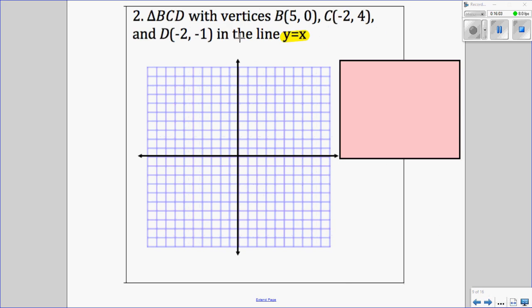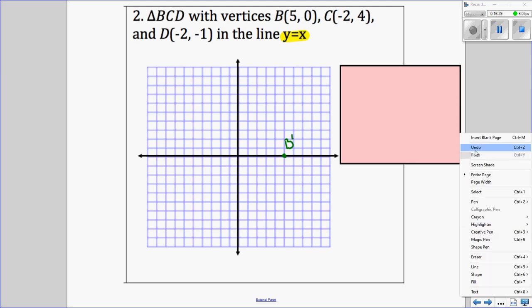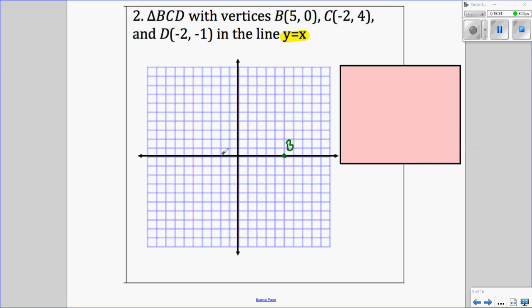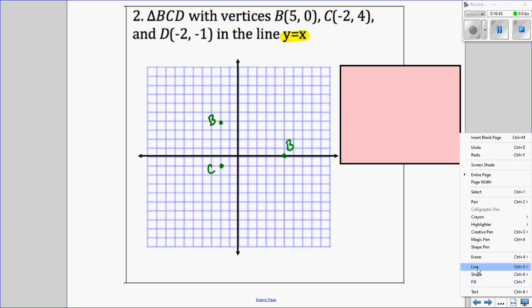All right, so we have a triangle, and they give us our points. Make sure I have select and not the wrong thing. So use green pen. All right, so we have our points. We got B, 5, 0. That's not prime. B, and then we have C, -2, 4. And then we have -2, -1. So that's B, and then that's C. And I'm going to draw my triangle.